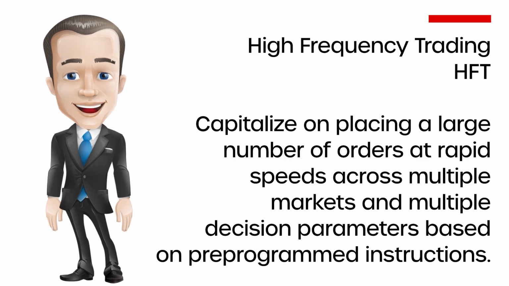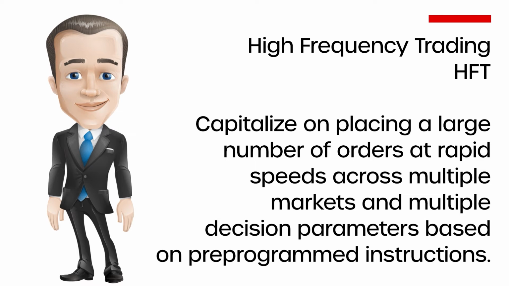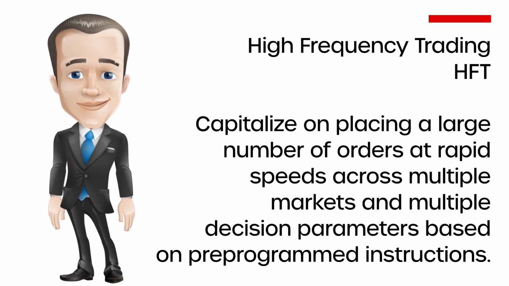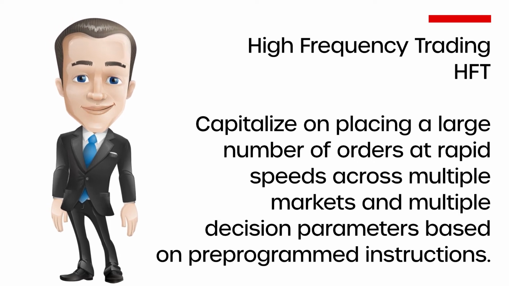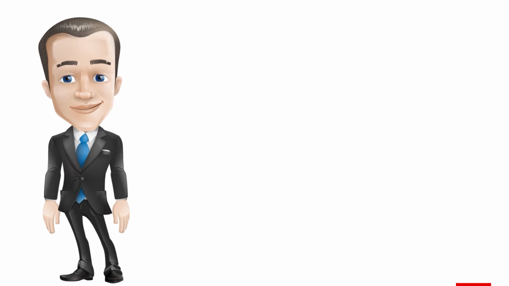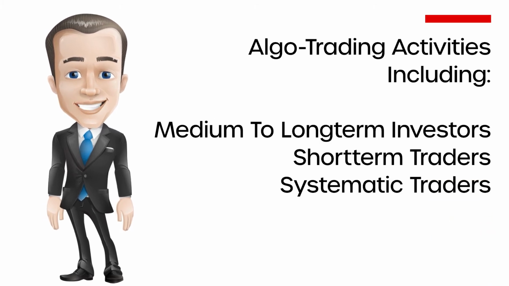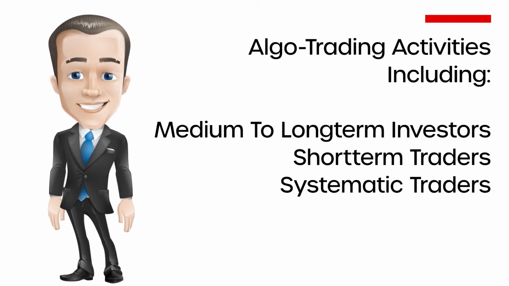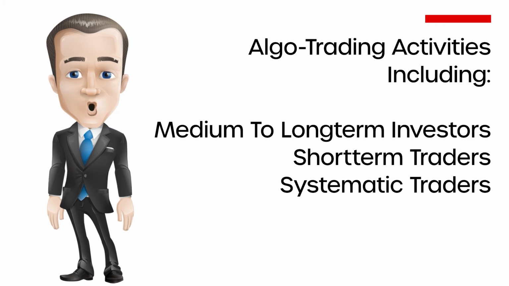Most algo trading today is high frequency trading, HFT, which attempts to capitalize on placing a large number of orders at a rapid speed across multiple markets and multiple decision parameters based on pre-programmed instructions. Algo trading is used in many forms of trading and investment activities, including by mid to long term investors on the buy side. Pension funds, mutual funds, and insurance companies use algo trading to purchase stocks in large quantities when they do not want to influence stock prices with discrete large volume investments.